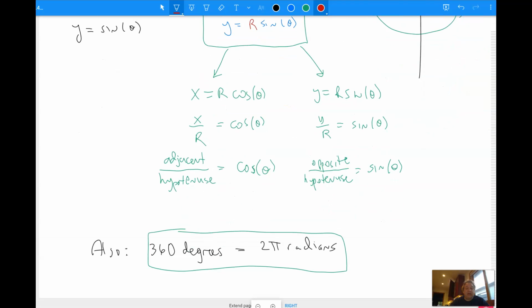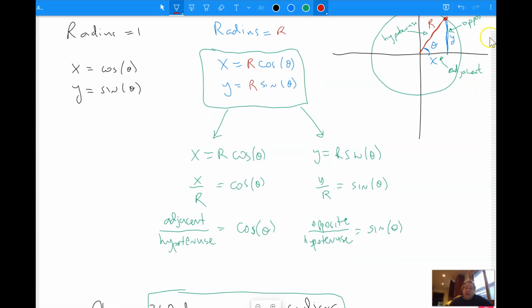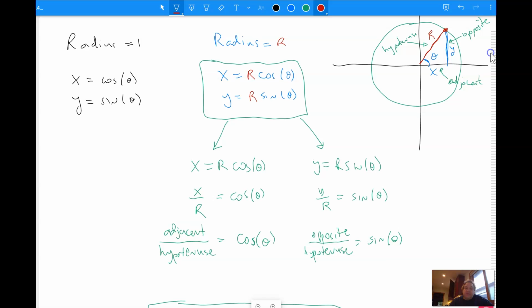Well, it's the fact that 360 degrees is the same as 2 pi radians. Because everything is done in terms of radians, you have to convert all degrees into radians. So that's the third formula. If you only remember 3 formulas, make sure to know how to convert degrees into radians, and make sure you know what x and y are in terms of a circle of any size radius r.